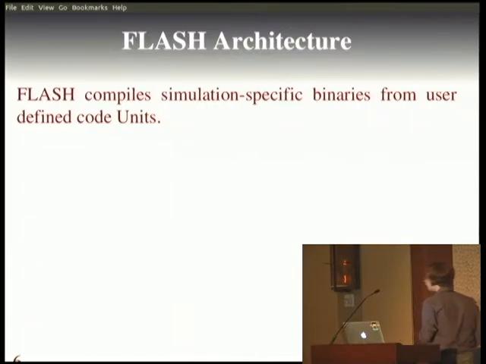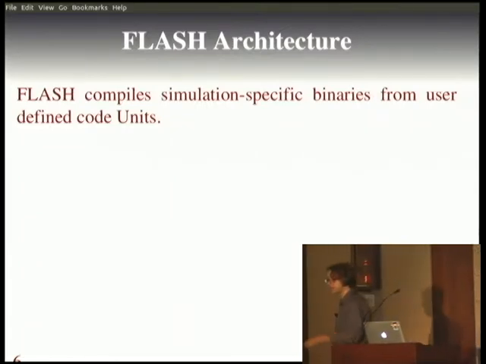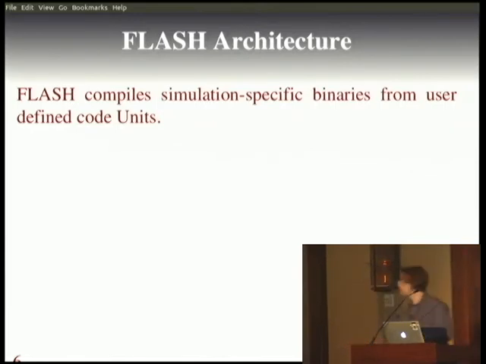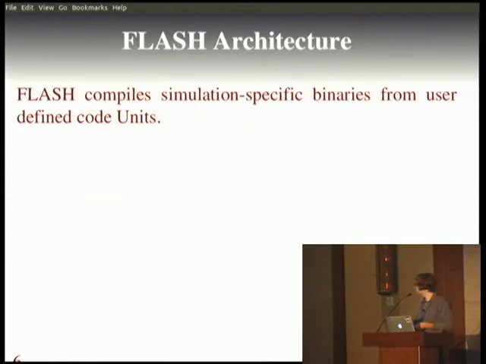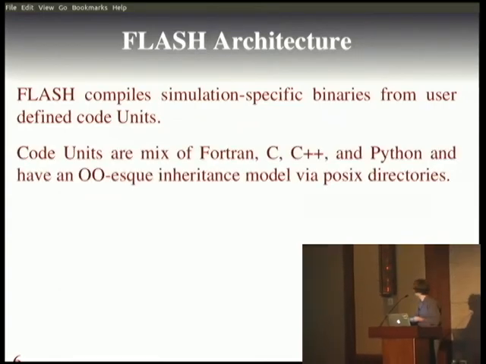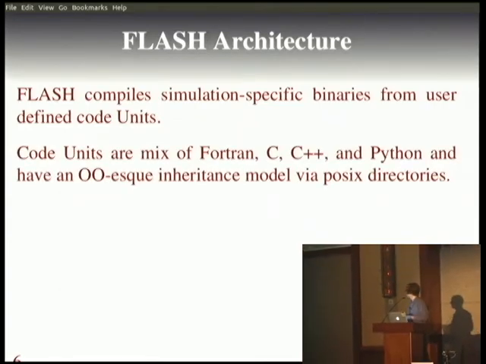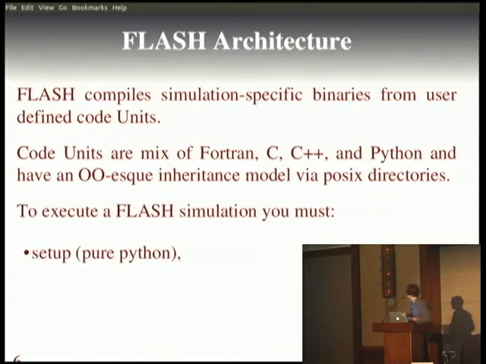Its architecture is kind of interesting in that we compile simulation-specific binaries. That means that the source code has to be around at all points, which is very similar to Python. Even though it is in this mix of Fortran, C, C++, and a smattering of Python here and there. And it has this object-oriented inheritance model that is based off of POSIX directories, which is strange, but critical here.